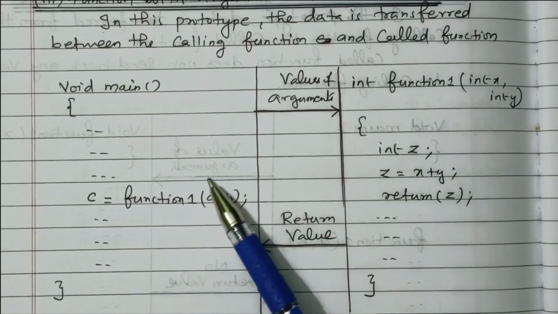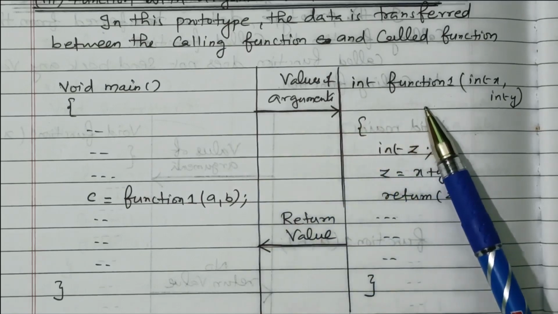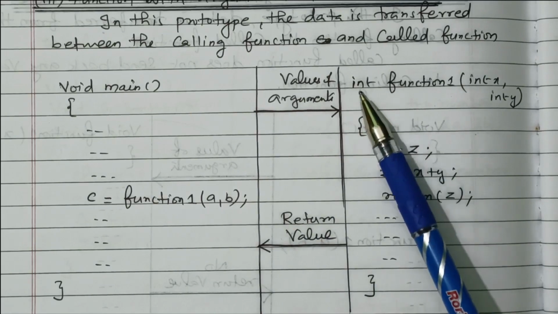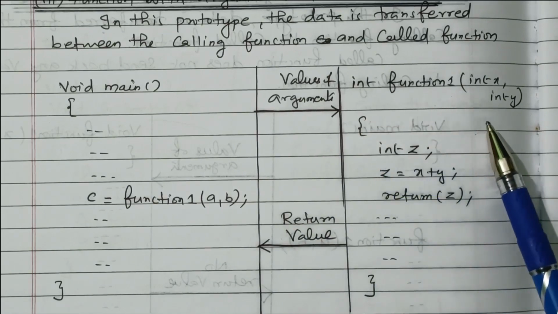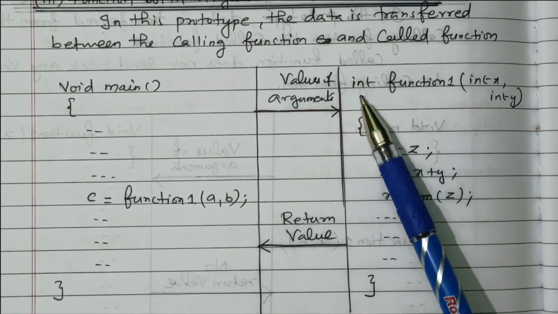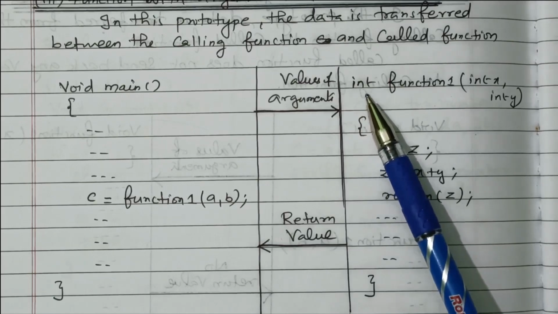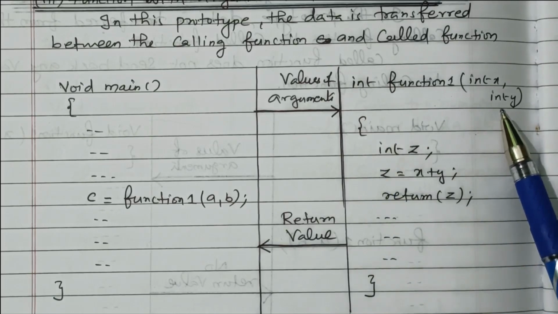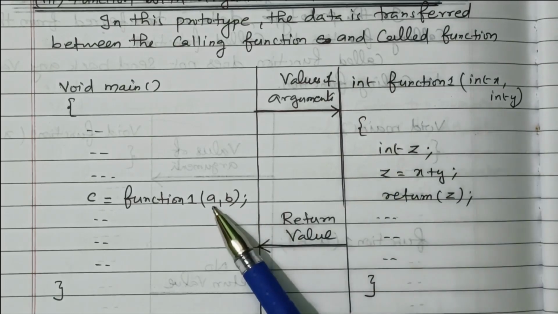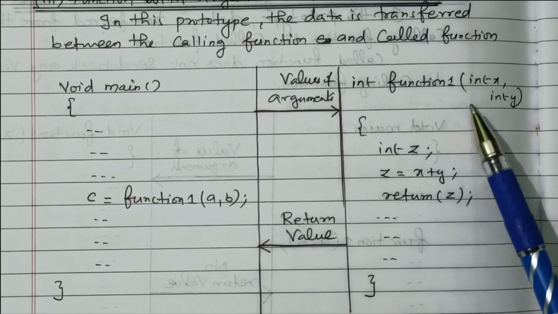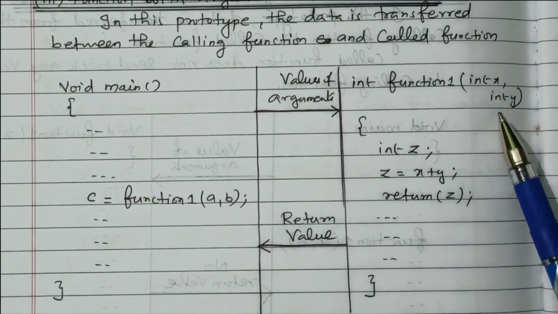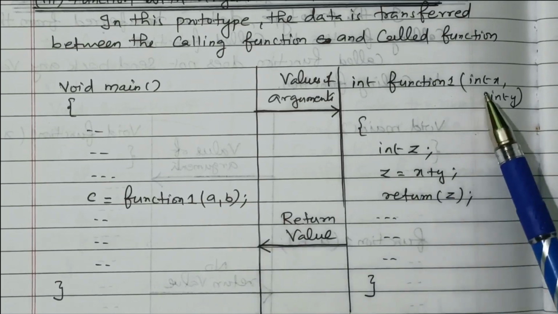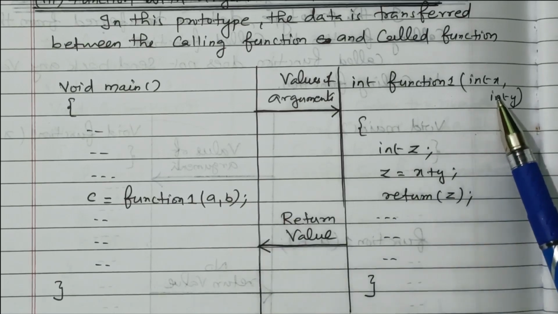While calling this function, the control will transfer to the function definition. This is called the function definition: int function1(int x, int y). This int indicates it will return integer type data. Int x and int y mean two arguments. So A and B are passed from the main program and stored in x and y. These are called actual parameters, and these are formal parameters.